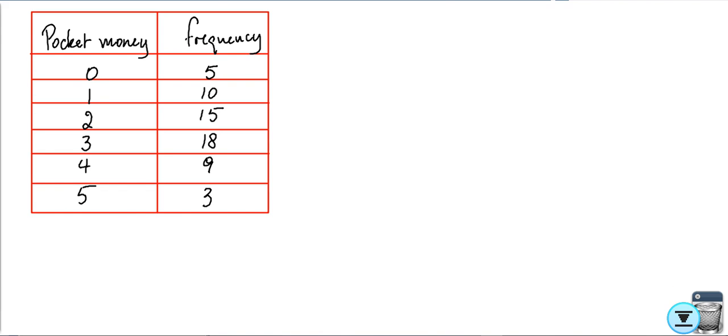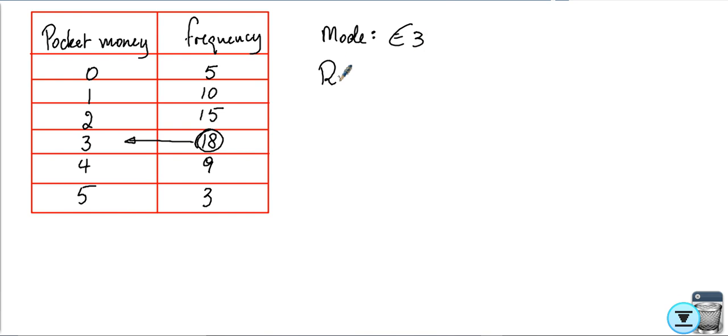So what is the mode? When someone gives you pocket money, what is the most likely outcome? The mode? 18 times you were given 3 euros. So the mode is going to be 3 euros.